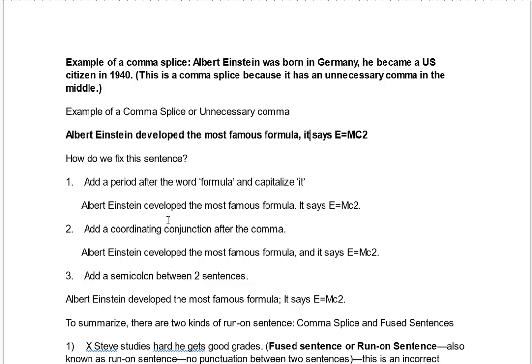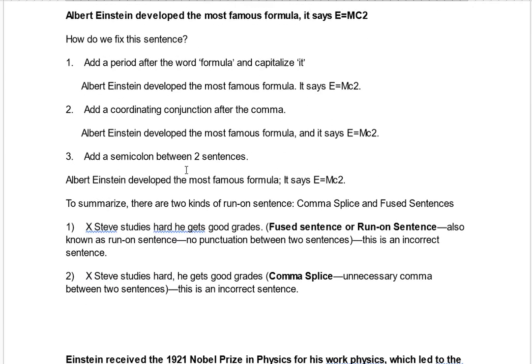So how do we fix this sentence? Albert Einstein developed the most famous formula, period. It says E equals mc squared. Now that's the correct way to write this sentence. Or you add a coordinating conjunction. Here you say comma and coordinating conjunction. So Albert Einstein developed the most famous formula, comma, and it says E equals mc squared. Or you add a semicolon between the two sentences. Albert Einstein developed the most famous formula, semicolon, it says E equals mc squared.